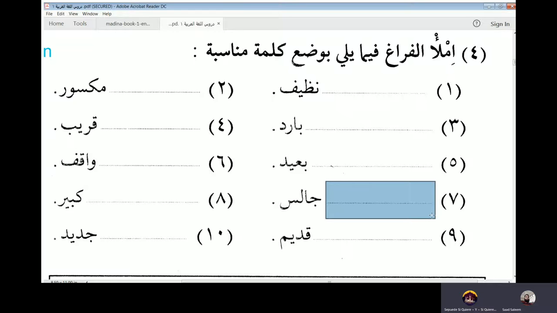Jalisun. What did we say waqifun was? Standing. So we said the teacher was standing, right? Yes, and jalisun means sitting. Oh, jalisun, sitting. Okay. Who's sitting? Ar-rajulu jalisun. The man is sitting.